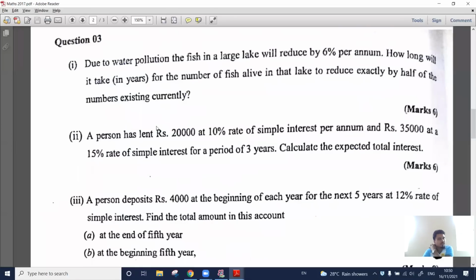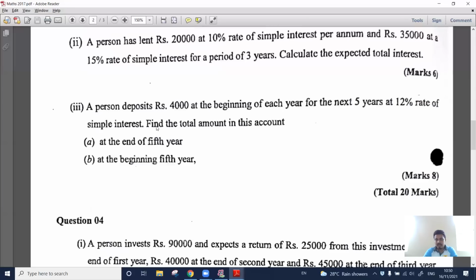Part 2 we have already done, it is too easy. And part 3. A person deposits 4,000 rupees at the beginning of each year for the next 5 years. When you see this, something should come to mind. Same amount at equal time gaps for a specific time period. A similar amount is deposited within equal time gaps for a specific period.